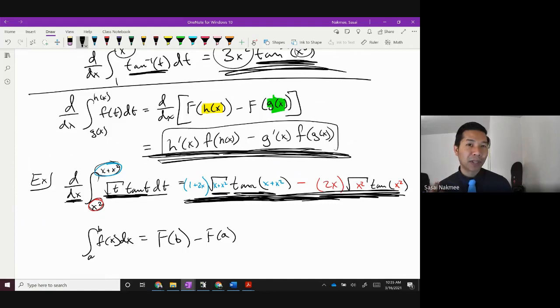Because, like I said, the derivative and the integral are inverses of each other. They're inverse operations. They cancel each other out. But the only thing is you just have to be careful when you do that derivative part that you include the derivative of the inside function, the a and the b, the chain rule. Don't forget to chain rule.